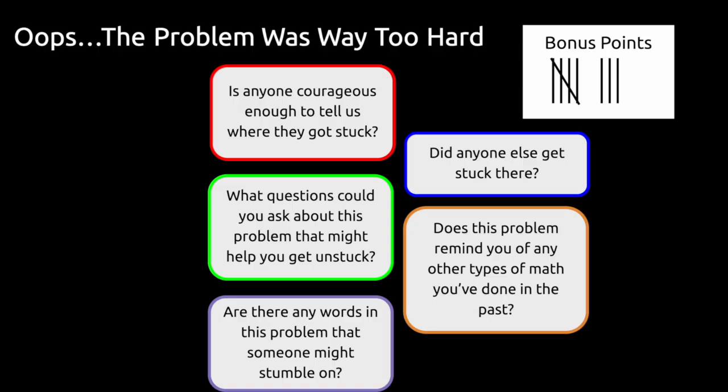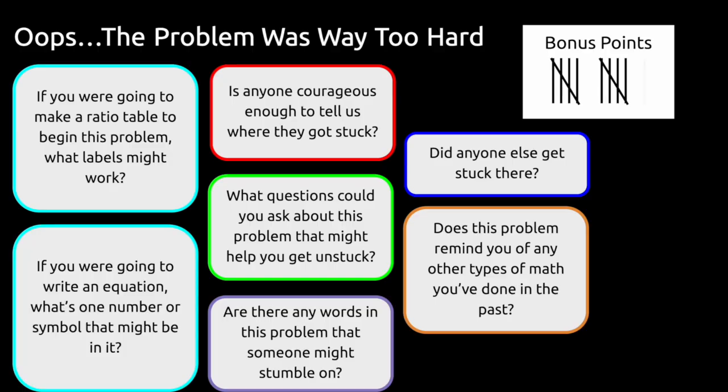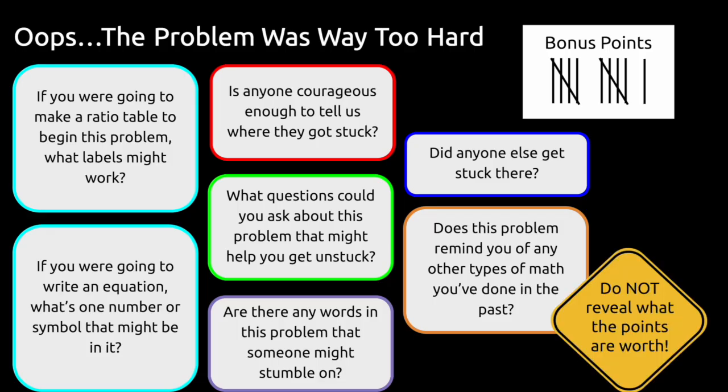Or you could ask things that are more specific to the problem that's right in front of the kids. Like, if you were going to make a ratio table to begin with for this problem, what labels might work? Bonus point. Or if you were going to write an equation, what's one number or symbol that might be in it? Bonus point. Once again, don't reveal what the points are worth until you're ready to tell the class how many chances they have in the challenge.